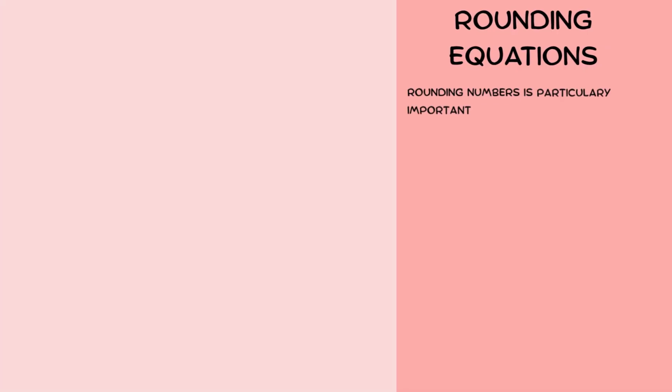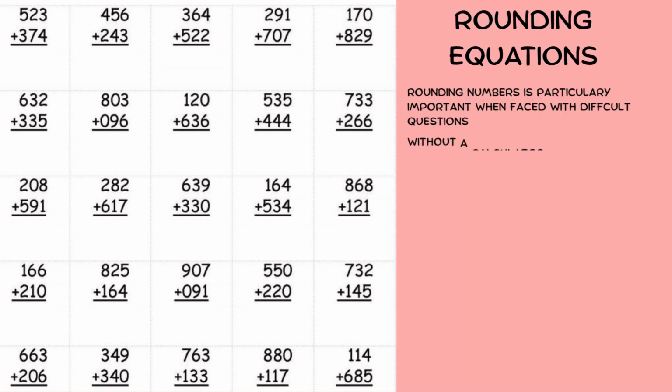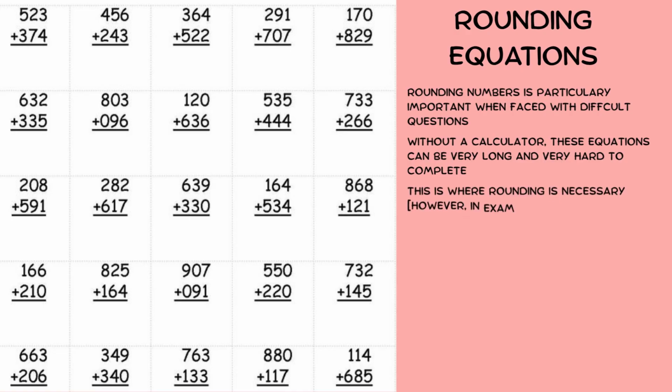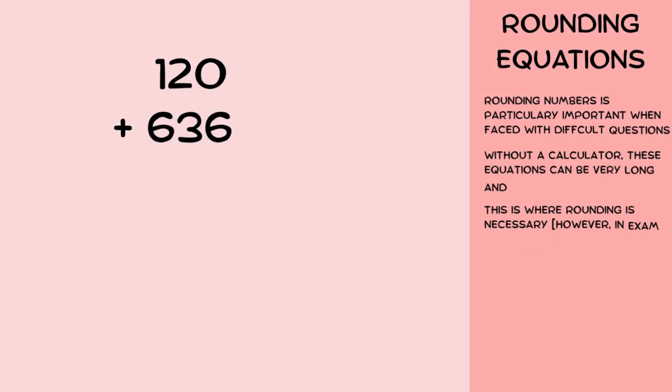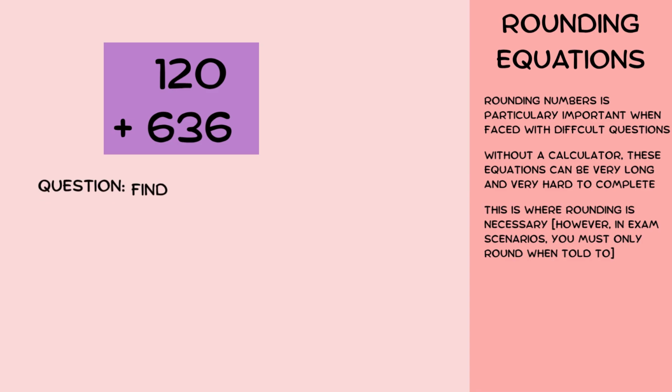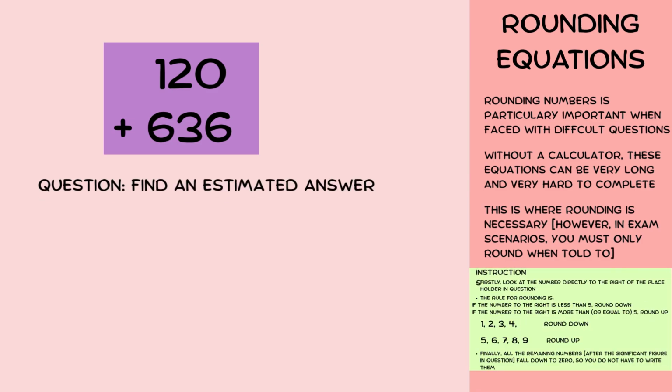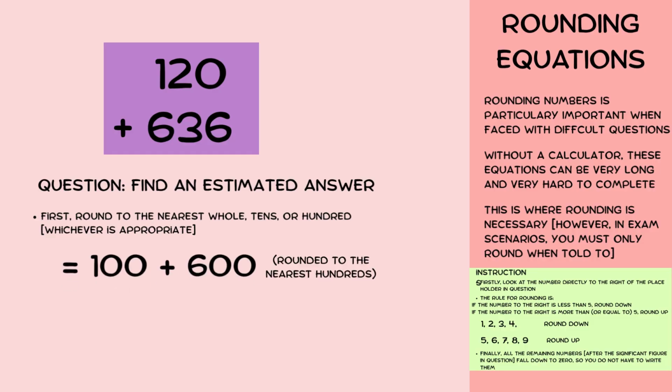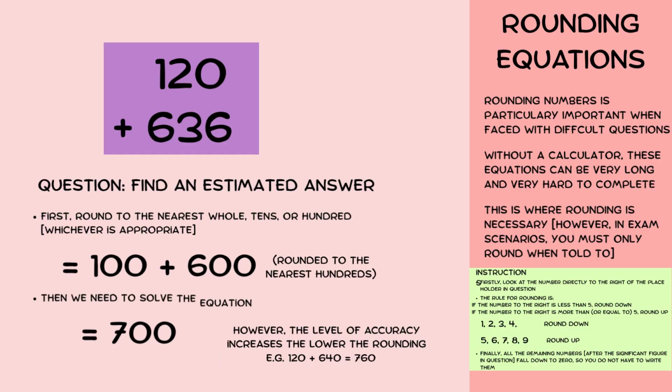Rounding numbers always helps when we are faced with difficult questions such as these. Without a calculator, finding the exact answers to these questions would be hard, so, instead, we may need to round these values to find an estimate. For example, say we were faced with this equation and were asked to find an estimated value. First, we would need to round the values to the nearest whole number. However, in some cases, we can round to the nearest tens, leading to this equation. Then, we just need to solve the equation normally.